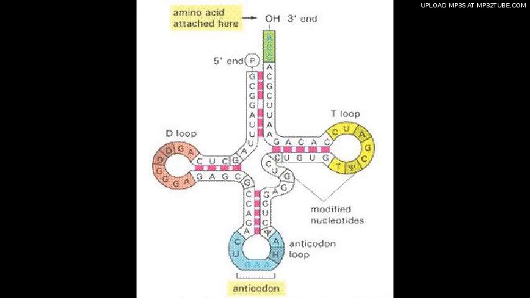At the top of each tRNA, there's a region that bonds to the specific amino acid. At the opposite end of the clover-like structure, tRNA bears a sequence of three bases called an anticodon. The tRNA anticodon bases are complementary to and thus pair with the codon of mRNA.